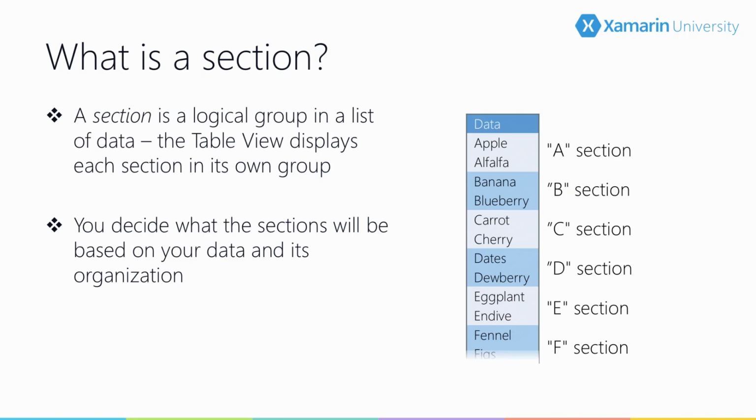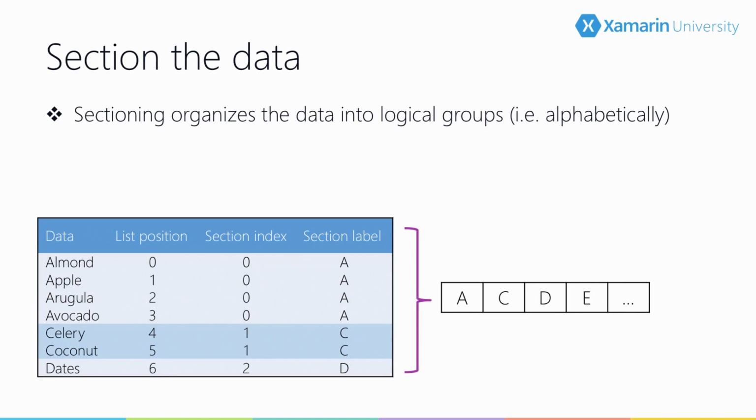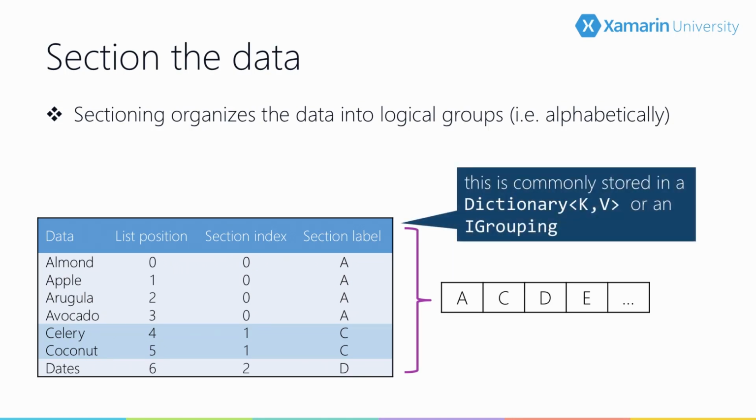To use groups in our table view, we'll need to structure and sort our data into logical sections. Alphabetically is the most common, but the data can be organized any way you like. Maybe by date, by region, by color, or any other property that is exposed in your model objects. The data will need to be grouped in your code behind. The table view will not sort and group the data for you. This is commonly done using a dictionary or an IGrouping, but neither is required by the UITableView to enable sections.